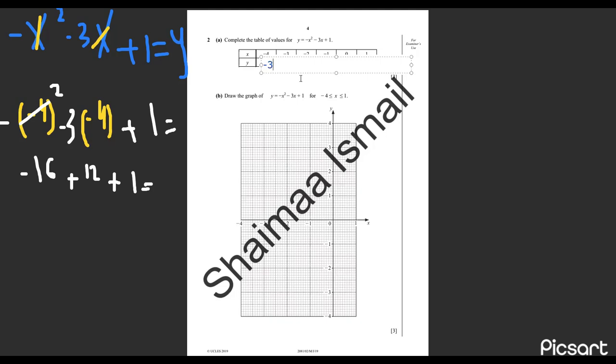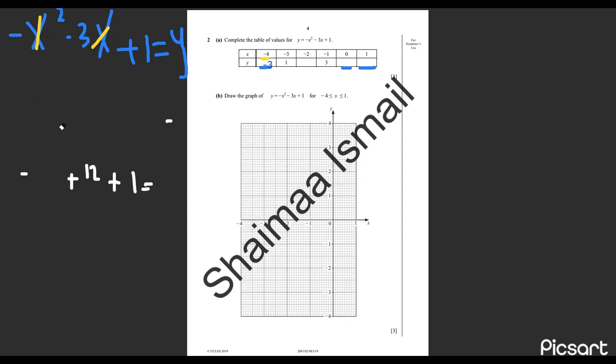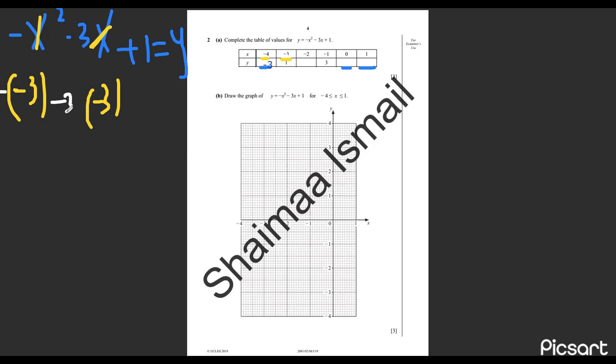Then again, we do the same process. We kick the x input out and put instead of it negative 3. So here we say negative 3 all to the power 2, and here we have to kick this x and put instead of it negative 3. Okay, so here we have a negative sign outside, and here we have minus 3 multiplied, and here we have plus 1 to give us the y.